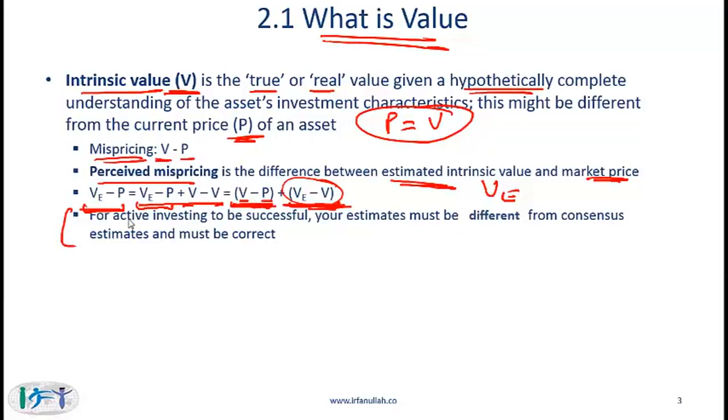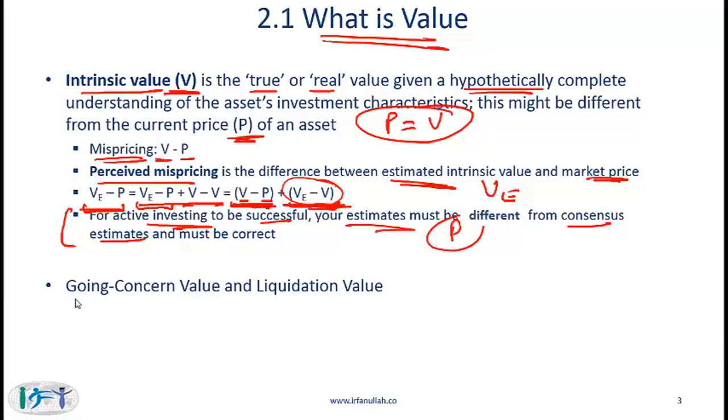So that is stated like this in the curriculum. For active investing to be successful, your estimates must be different from consensus estimates and must be correct. In this context, consensus estimates would represent the market price, because market price is generally based on what the majority is expecting. So that would be consensus estimates.